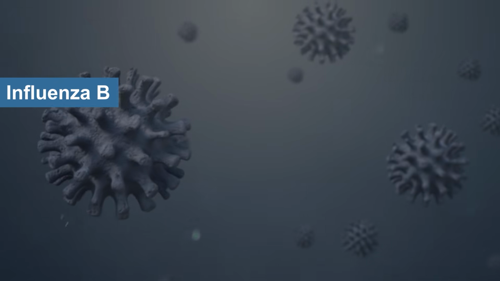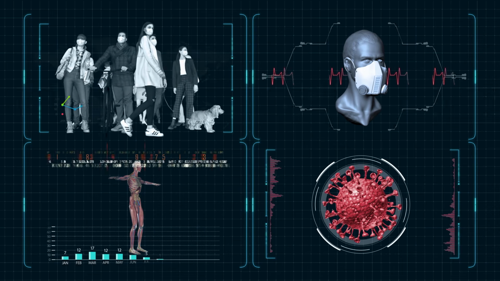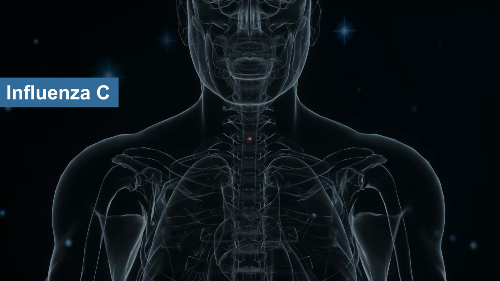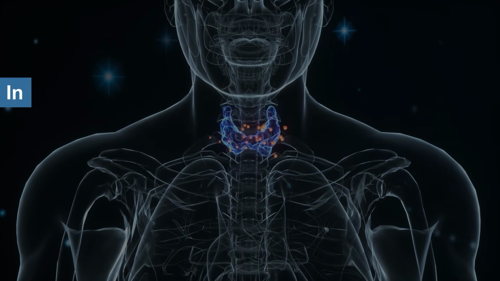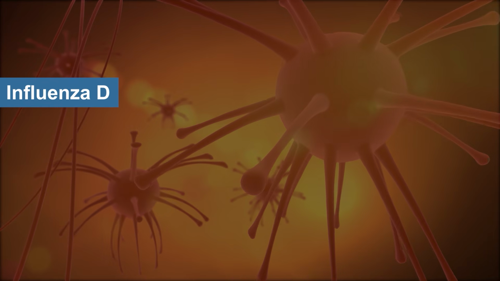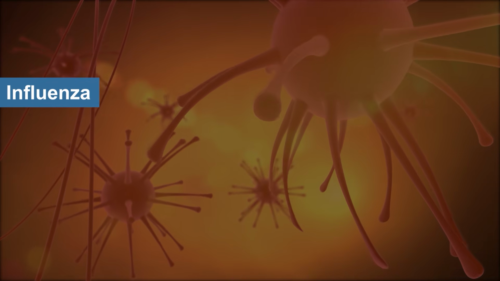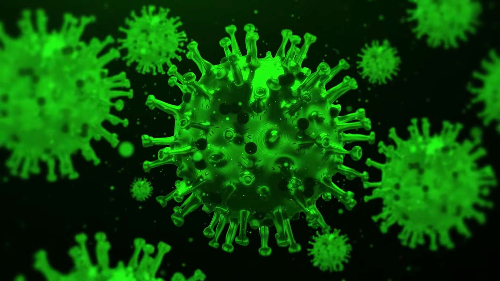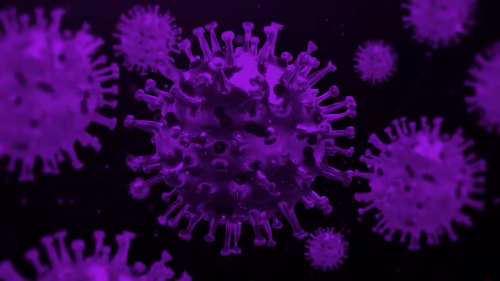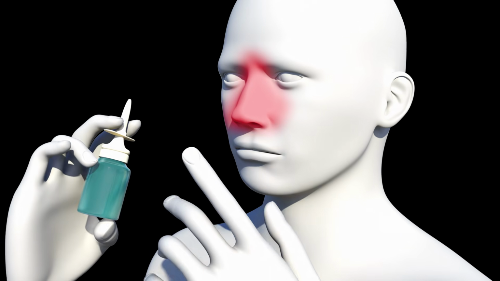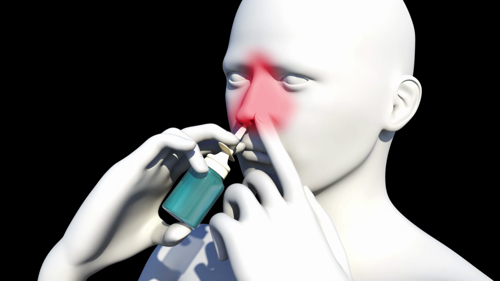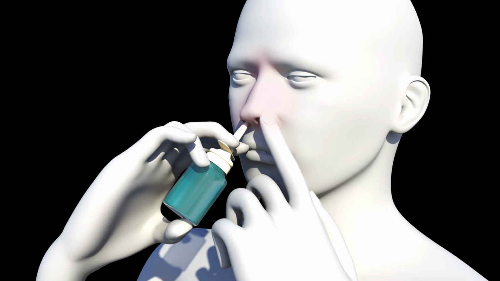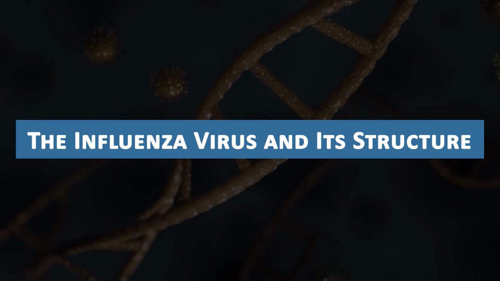Influenza B viruses mainly infect humans and tend to cause seasonal epidemics but not pandemics. Influenza C causes mild illness and is not a major public health concern, while influenza D primarily affects cattle and does not infect humans. What makes influenza particularly dangerous is its ability to change its genetic structure frequently, which allows it to evade the immune system. This is why people can get the flu multiple times during their lives, and why new flu vaccines must be developed every year.